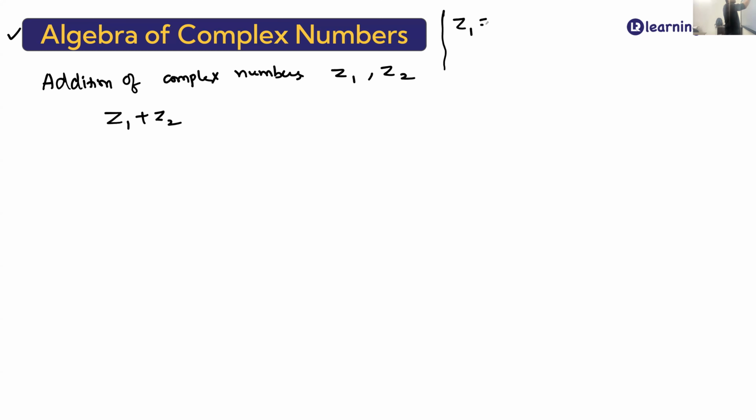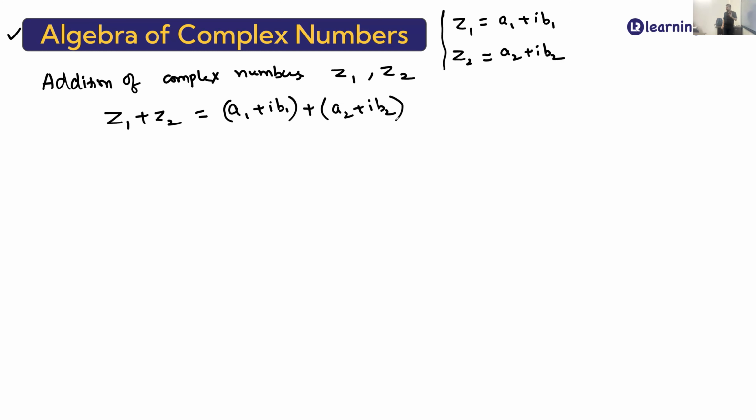So Z1, I'll call it as A1 plus i times B1, and Z2, I'll call it as A2 plus i times B2. Okay. So when I do Z1 plus Z2, I'm going to write it as A1 plus i times B1 plus A2 plus i times B2. So all that we need to do here is take the real parts, add them, take the imaginary parts, add them. That's it. So it is going to be A1 plus A2 plus i times B1 plus B2.